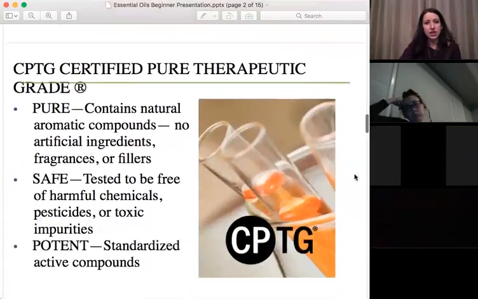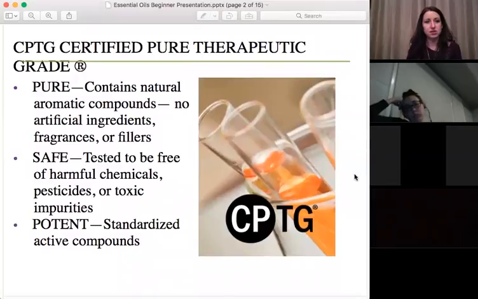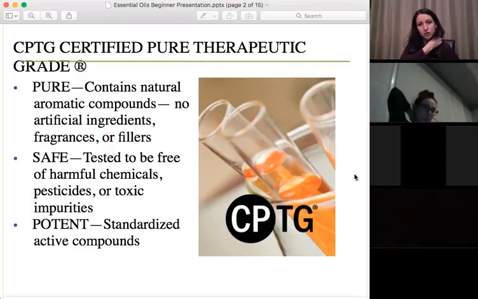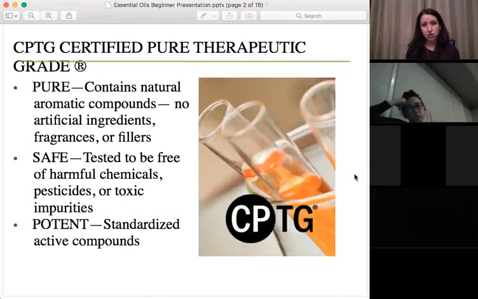The main thing that separates doTERRA from the rest is this certified pure therapeutic grade designation, which really means the oils are beyond organic. So they take an extra step to go above and beyond. There's rigorous third-party testing that all of the oils go through to verify that they're not mixed with any synthetics. There are no fillers, pesticides, or anything like that.